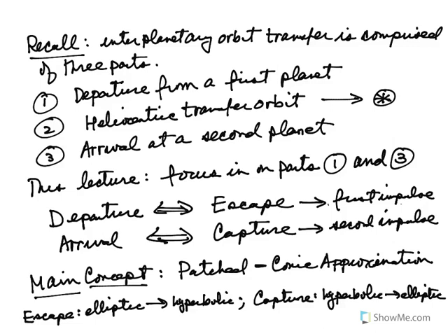And then what we do is we bridge these two, the escape and the capture, with that second part, which is the heliocentric transfer orbit, which is how we got the interplanetary transfer to begin with. So now let's start this concept of what's called the Patched-Conic Approximation.